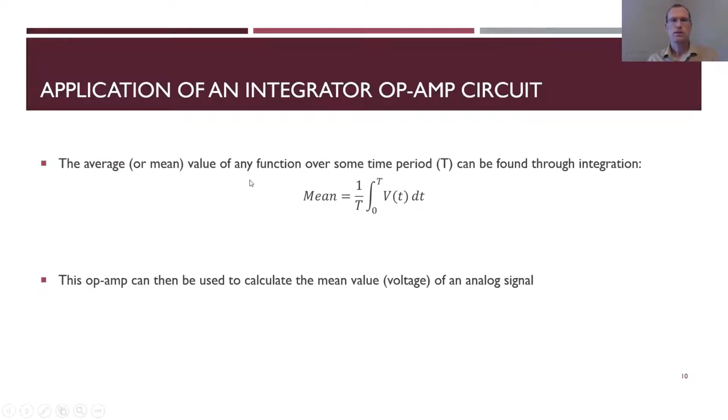An application of an integrator op-amp circuit is that you can find the average or mean value of any function over some time. So for any general function, you can find the mean by taking the integral of it. And so this op-amp can be used to calculate the average voltage, because that's what we're measuring in this case, voltages, V out. So I can find the average of that V out by using these integrator op-amps.